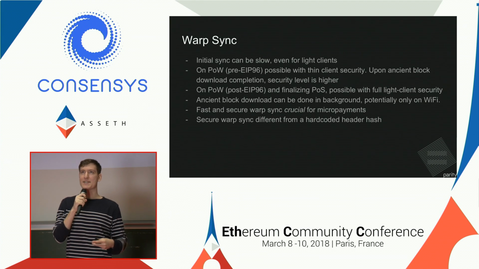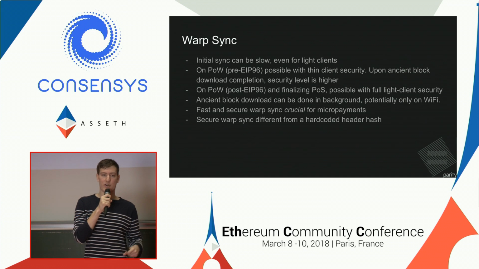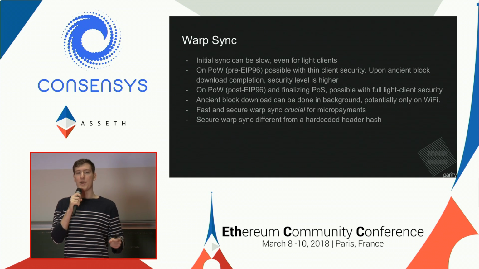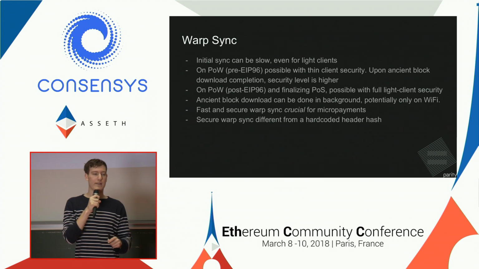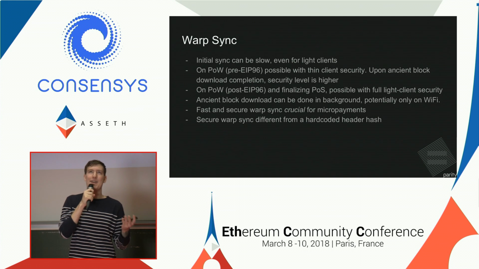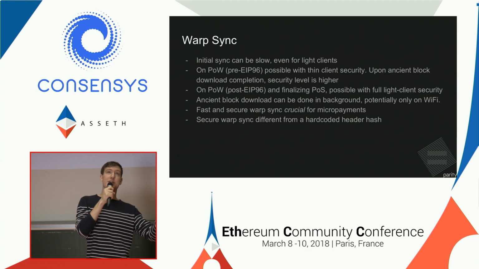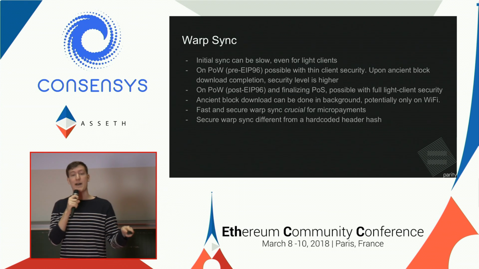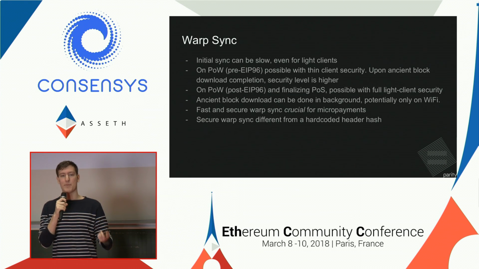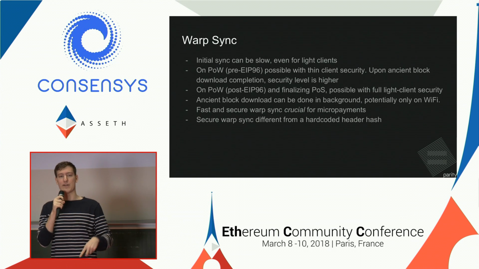So warp sync is this idea that you can jump directly to the head of the chain with some level of security. So on proof of work, this is possible with thin client security. So at the very beginning, we just sort of get a trusted header hash and start from there. So we can't actually validate anything about this header hash. But then once we've downloaded the ancestry leading up to that, and we can do that in the background, we have a much higher security level, which would be equivalent to a typical light client security level.